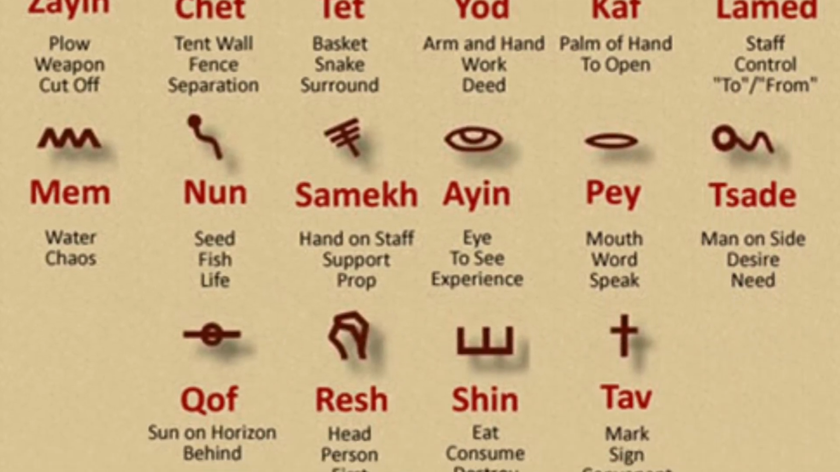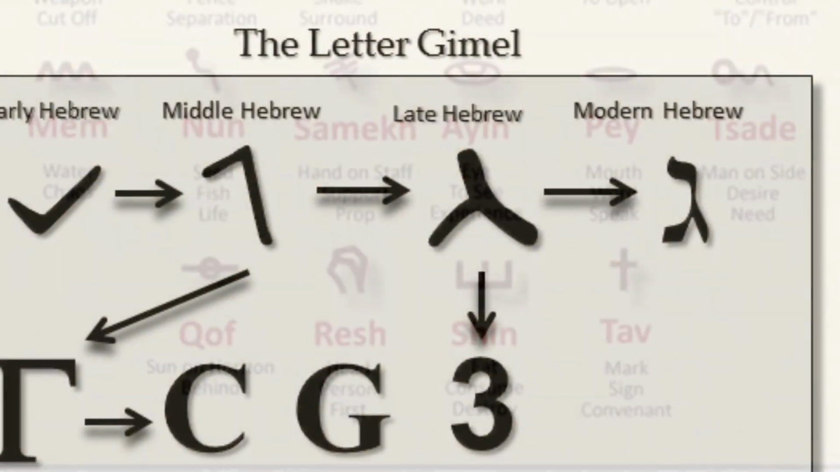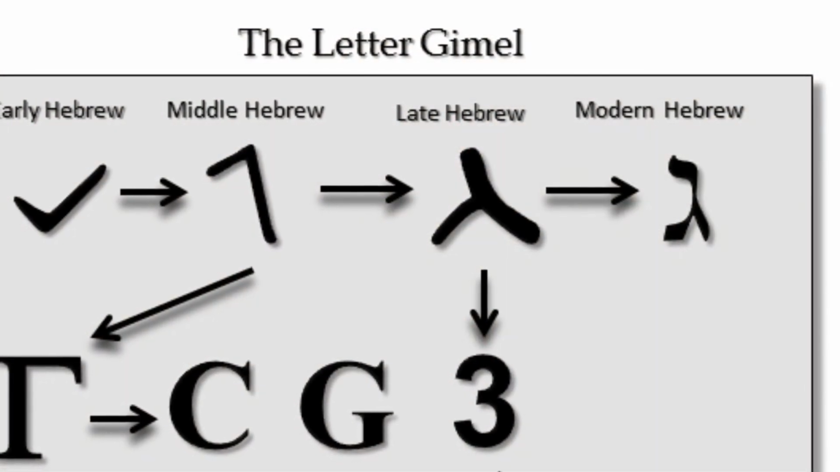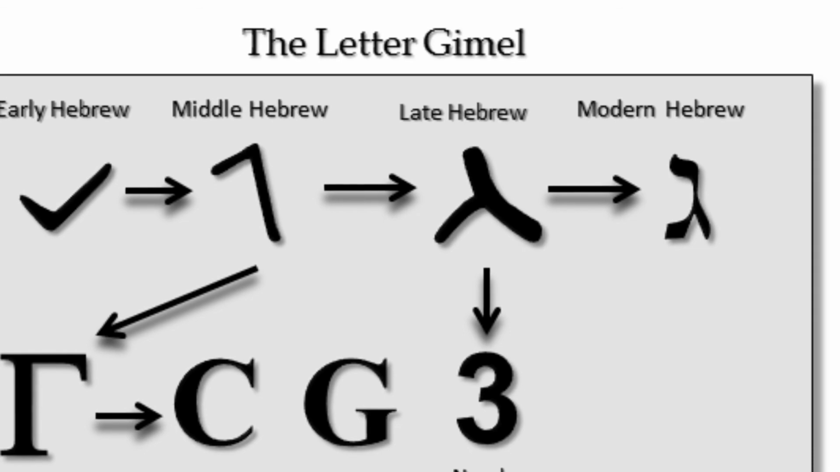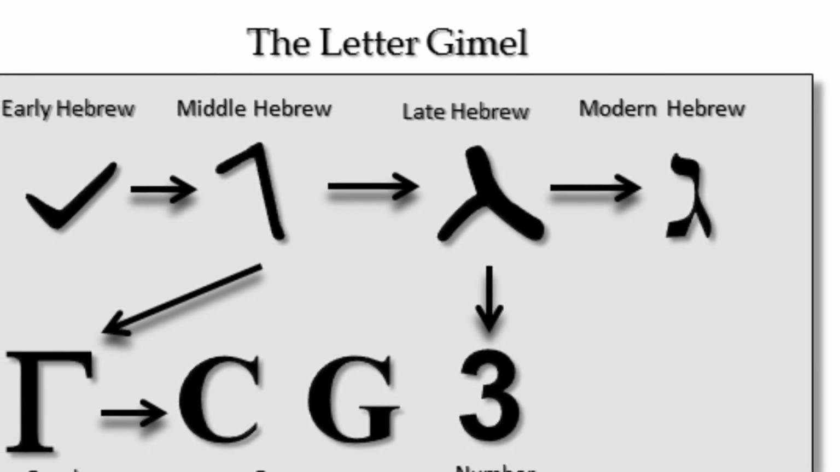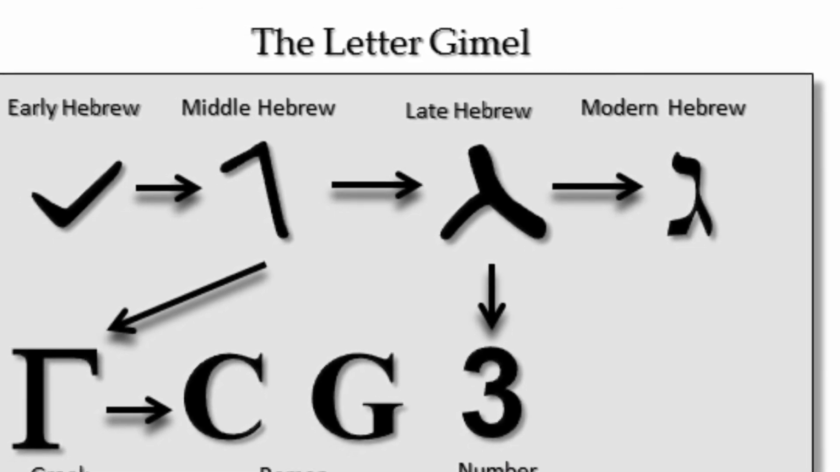Let me finish this off and we'll get to the next letter. As well as the Roman C and G. The late Semitic became the number 3, as you can see.